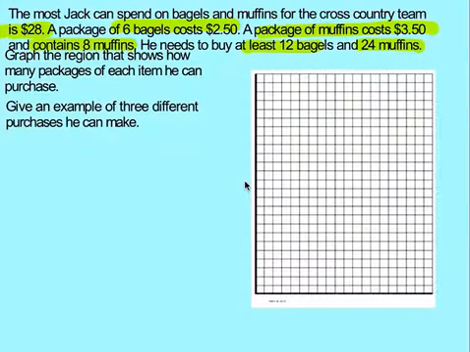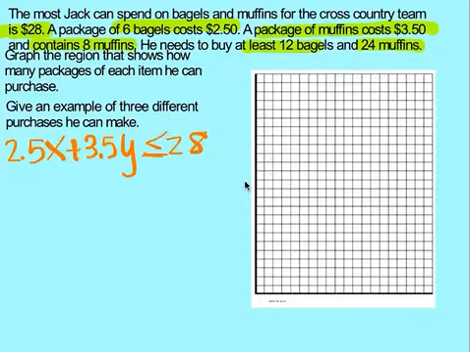So let's start. One of our first things that's going to limit us is the price. So for every x thing of bagels I buy, it's going to cost me $2.50. For every y things of muffins, it's going to cost me $3.50. And that needs to be less than or equal to 28. Okay, so let's go ahead and solve that for y. So I'm going to start by subtracting 2.5x from both sides.